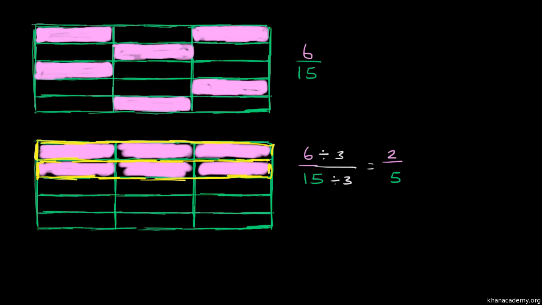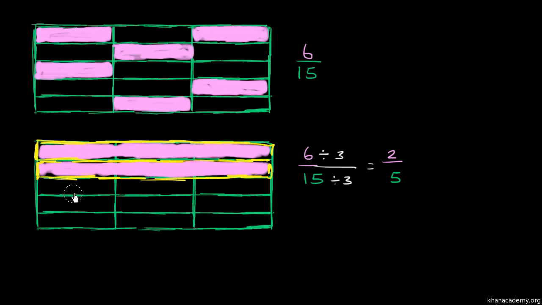And actually, let me color it in a little bit better. So you have 2 sections of 3. And if you were to combine them, it looks just like this. Notice this is covering the exact same area as your 6 smaller ones did. And then how many equal sections of this size do you have on this entire thing? Well, you have 5 equal sections.